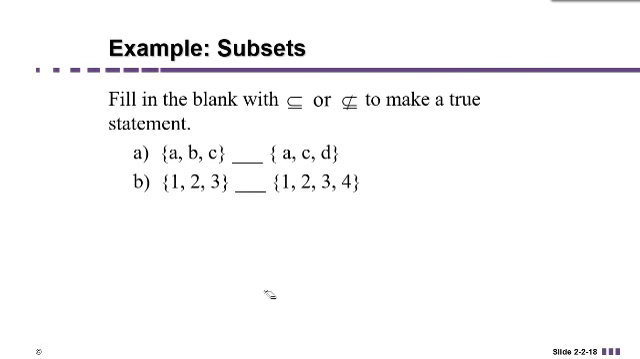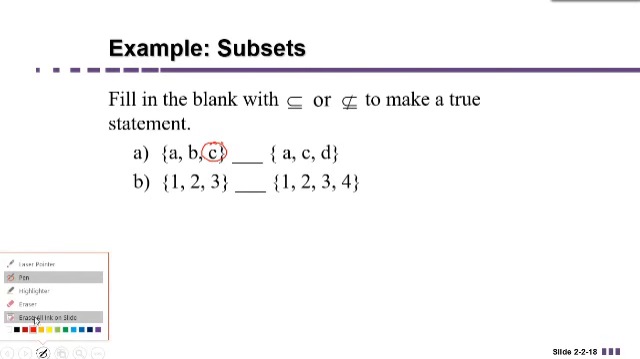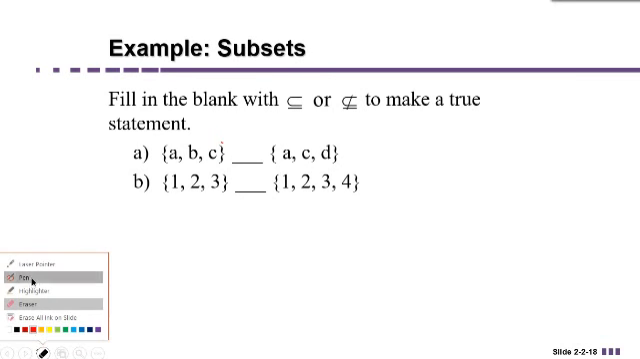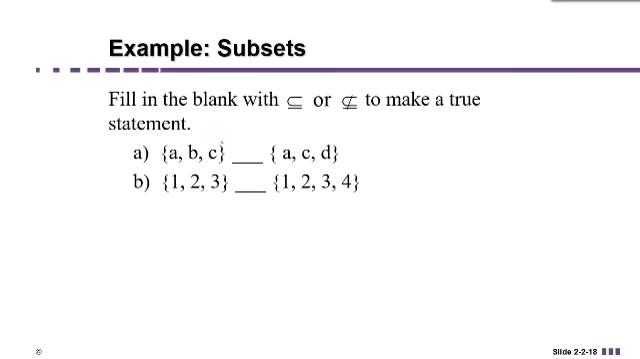One is not contained in the other. For example, this element C, well, actually I take that back. It's not C. C is in the other set, I should say. It's B that's the problem child here. So the element B is not actually in the other set. So ABC is not contained in ACD. So we would have to say that this is not a subset.